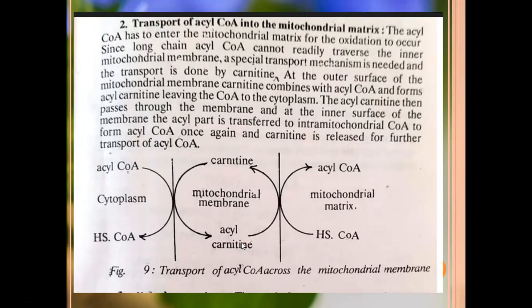That acyl carnitine releases the acyl into the matrix. Later, the coenzyme A also combines with carnitine, and the coenzyme A is transferred into the matrix of the mitochondria. Finally, acyl and coenzyme A combine in the mitochondrial matrix to form acyl coenzyme A. It is the second reaction.